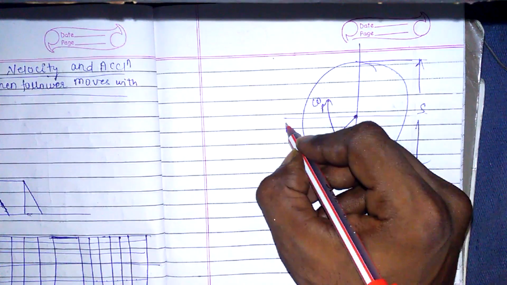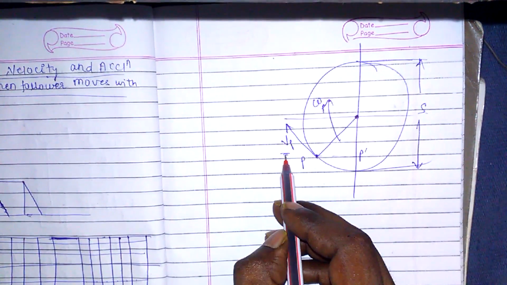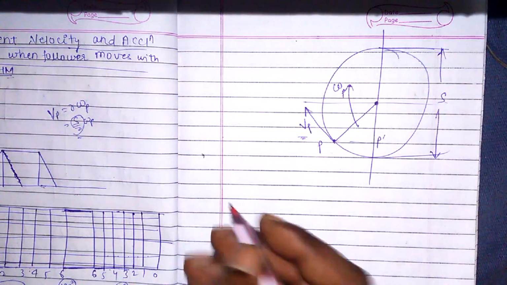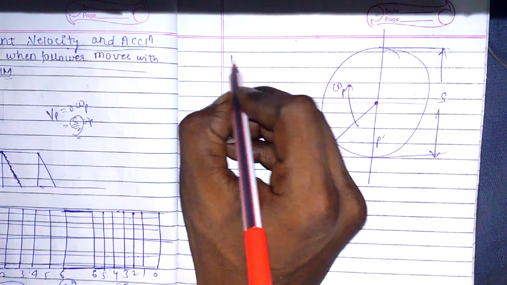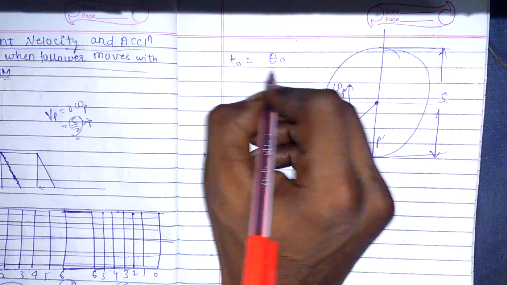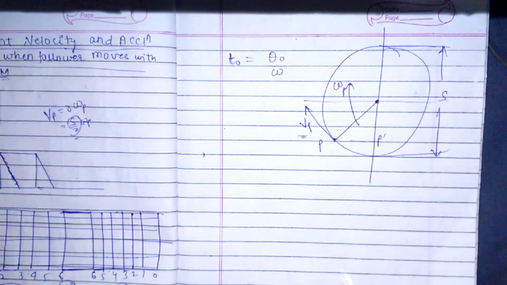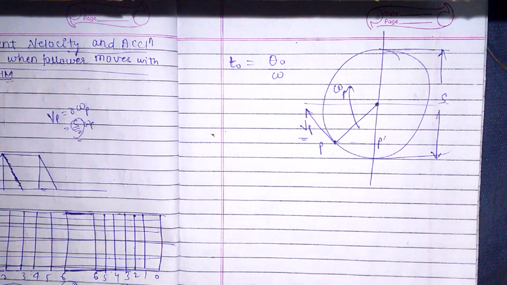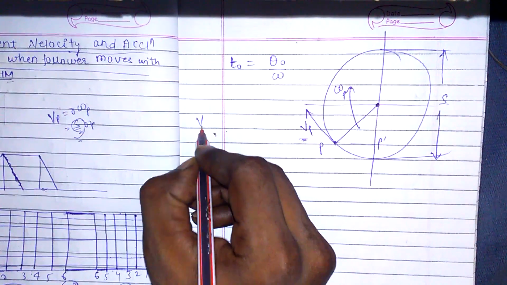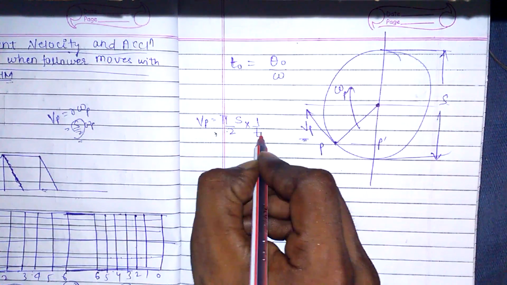Now what would be the velocity at P? It would be Vp. So we have to find out this velocity Vp for the maximum of the outstroke and the return stroke. Now the time required for the outstroke, that would be T0. Okay, that would be equal to angular displacement of the outstroke to the angular velocity. Okay, now what would be the peripheral velocity? So this would be given by this equation. Peripheral velocity Vp equal to pi s by 2 into 1 by T0.